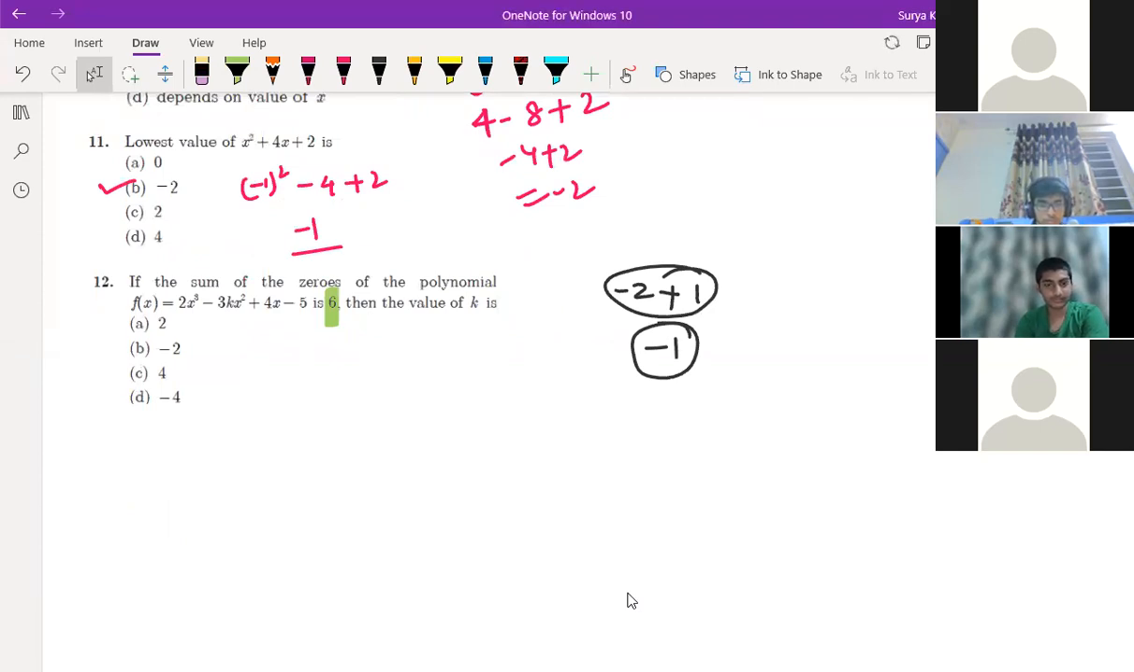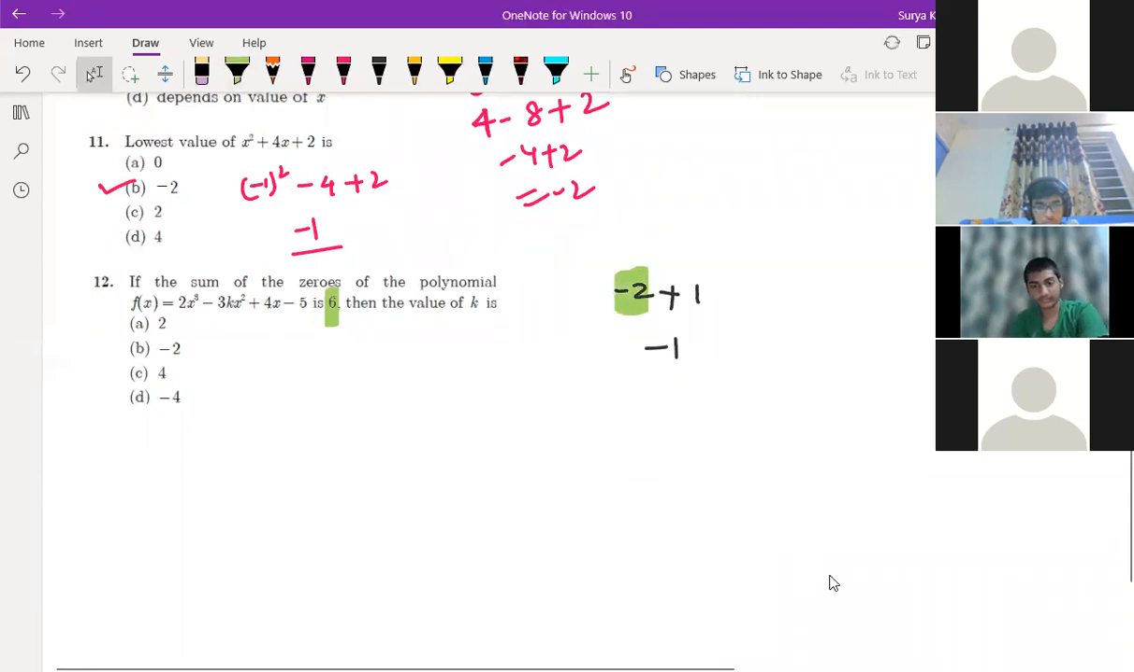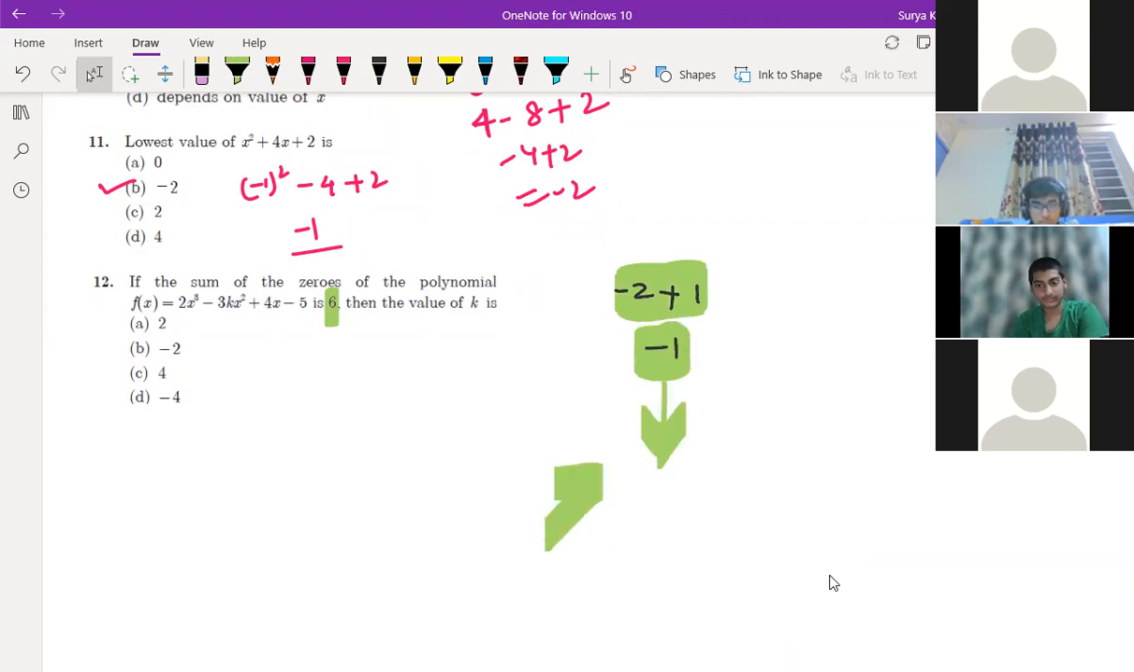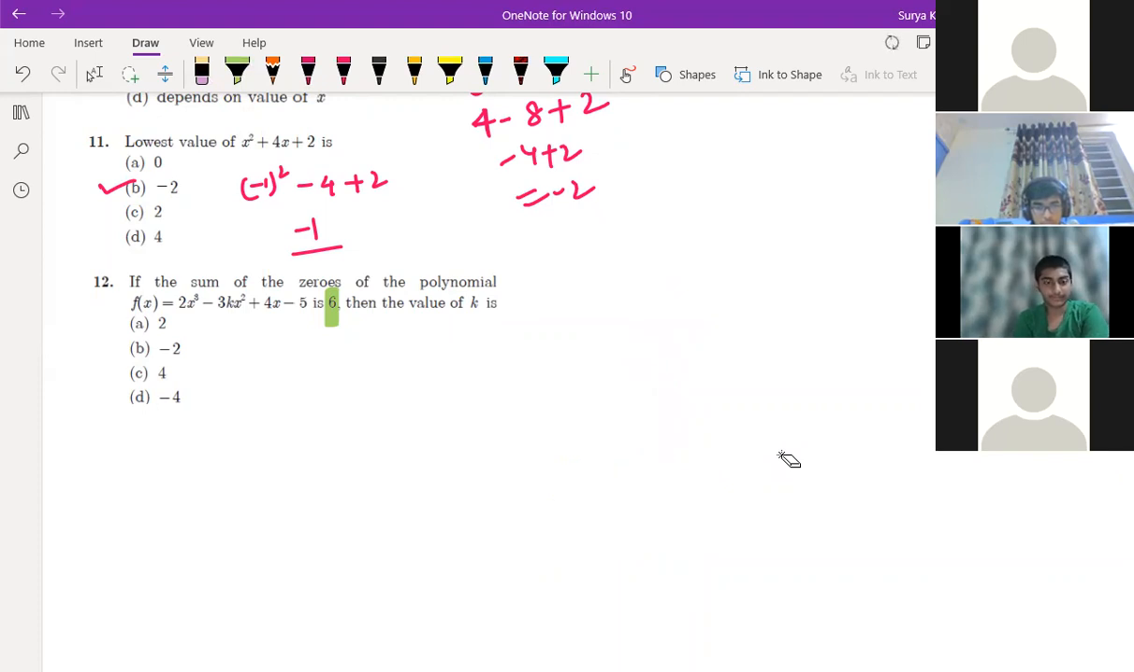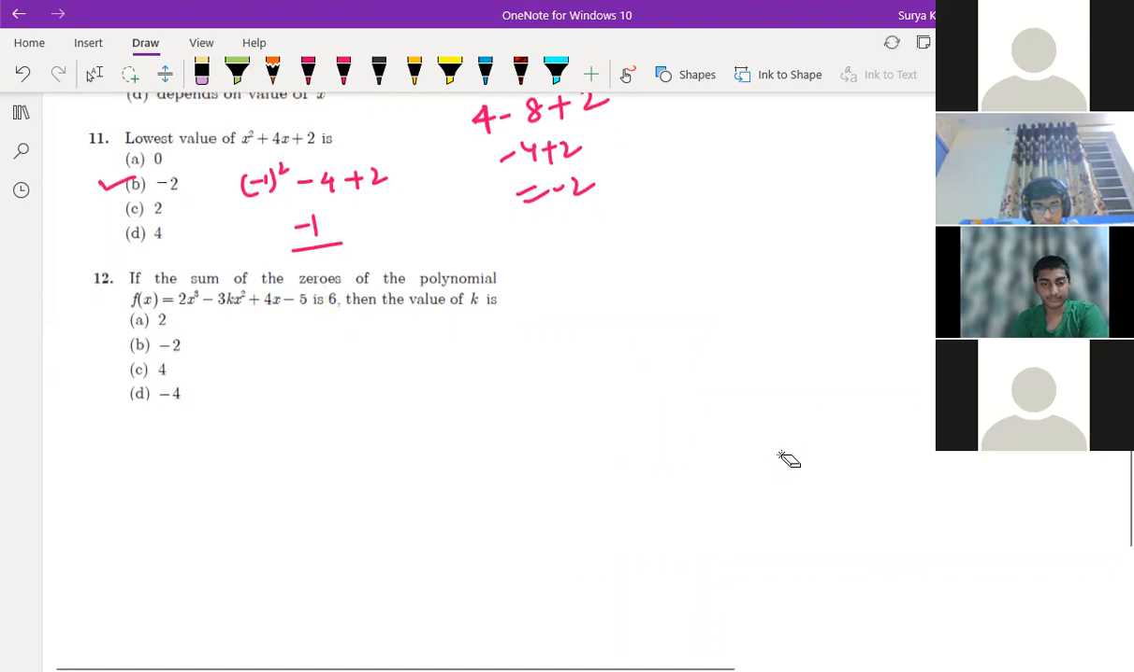Praharshan, tell me. You mean to say that if the sum is given to you, it means that is also a zero of the polynomial. Suppose the first zero is minus 2, the second zero is 1. So both you add, it becomes minus 1. Minus 1 must be a zero only. Tell me, Praharshan, is it correct? No. So you can't put x equal to 6 directly.